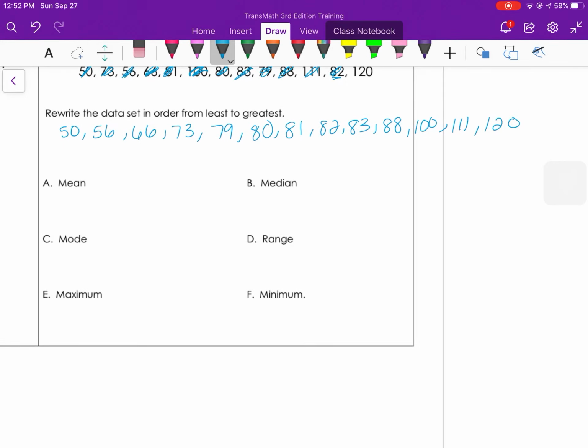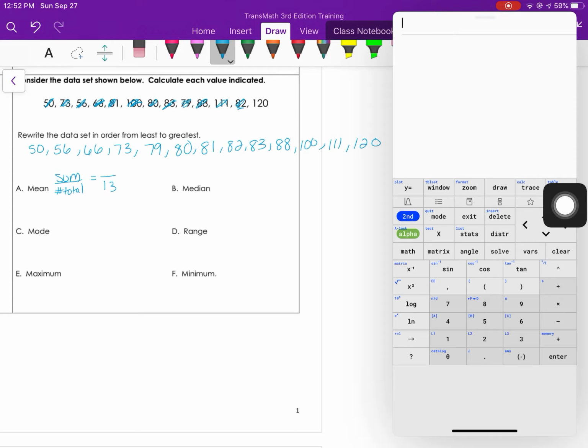Okay, so if we want to start with the mean, that's where you find the sum and then divide it by the total number of terms there are. So if you count, there's 1, 2, 3, 4, 5, 6, 7, 8, 9, 10, 11, 12, 13 numbers. So whatever we find when we add all of these together, we're going to divide that by 13. These numbers are rather large, so we're probably going to need a calculator to add them up. So I'm going to use my calculator, just taking 50 plus 56, etc., adding them all up and finding the total sum. Be careful not to miss one.